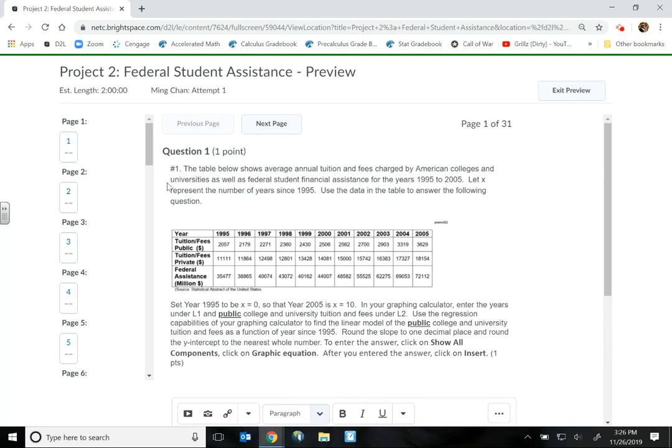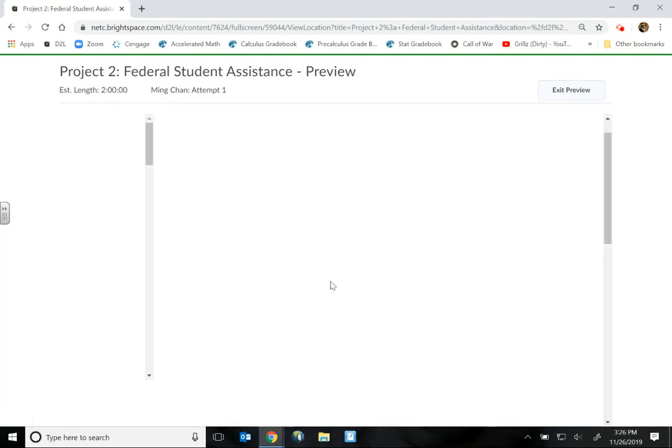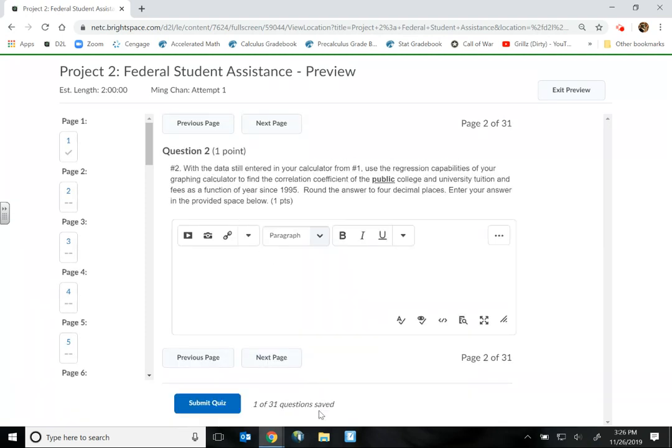I will need you to do the linear model for the public, the private, and the federal assistance. If you go to number 2, with all the data still entered on your calculator from number 1, use the regression capability to find the correlation coefficient R. You can just type in R equals whatever the decimal is, and round to 4 decimal places.